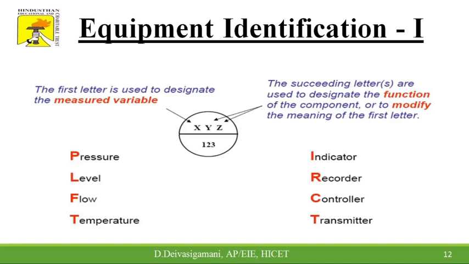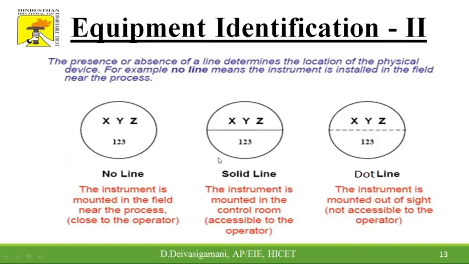And some designers may use 4 to 5 letters also. And the number is the representation of tag numbers. So this number is changed for each and every instrument by the designer.